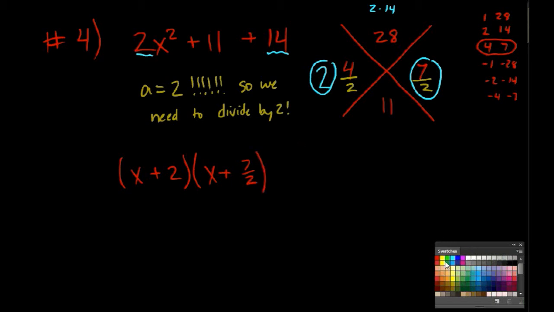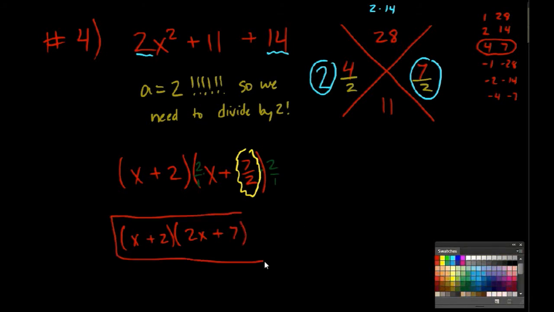Now, this is where the tricky part comes. We have to take that fraction, 7 halves, and make it into whole numbers, so we need to multiply everything in that factor by 2. So the 7 halves will be multiplied by 2, and the x will be multiplied by 2. So in the end, we will have x plus 2 times 2x plus 7. And that is our answer. That's the factors of that quadratic up above.